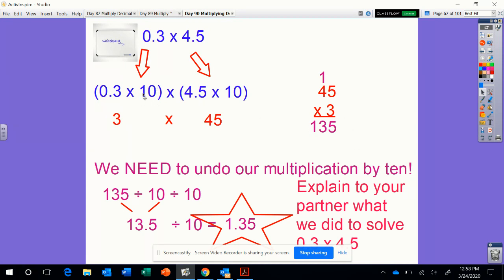Now we have to undo this multiplication. So we did times 10 again. So we need to divide by 10 and divide by 10 again. And you should have ended up with 135/1000, or 27/200.